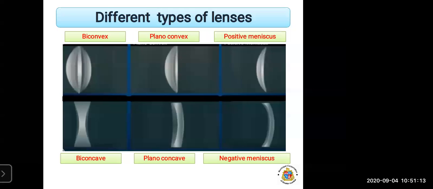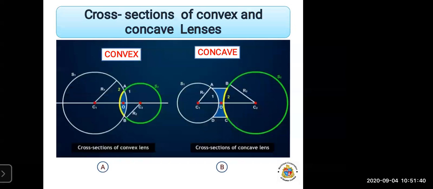So these are the different types of lenses which are used in our daily life. Okay, so these are the different types of lenses. Now students, we are going to learn some terms regarding the convex lens and the concave lenses. So which are the terms? Let us look.